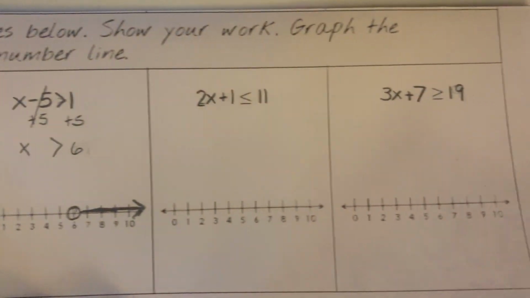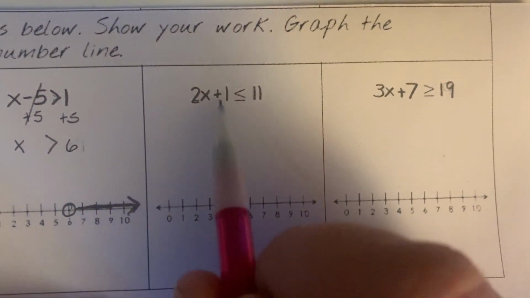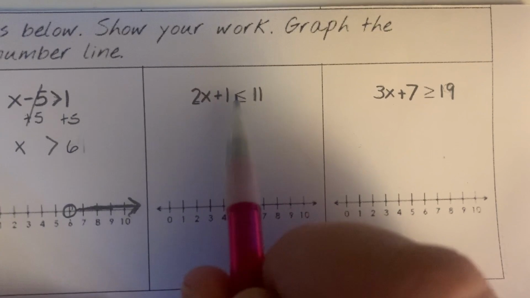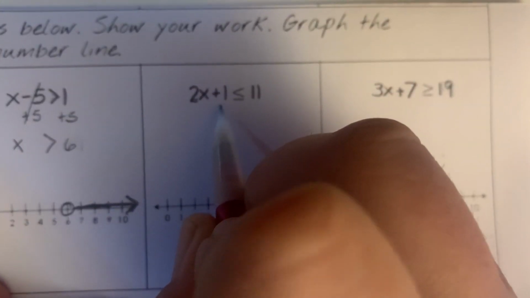All right, moving on to the next one. Now we have a 2-step inequality. So first, I'm going to have to get rid of this adding 1 here. Then I'm going to get rid of the 2 that's in front of the x. So the inverse of adding 1 is subtracting 1.